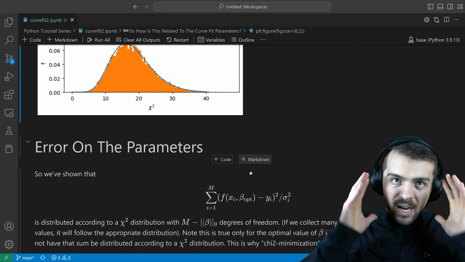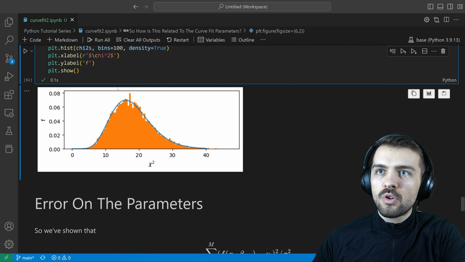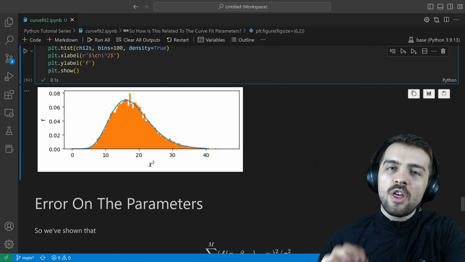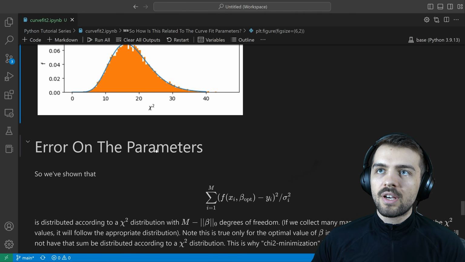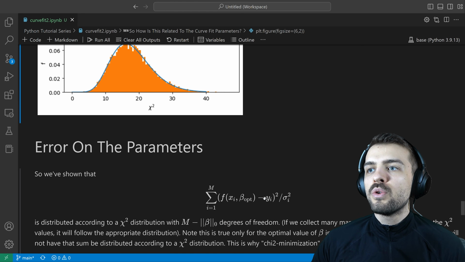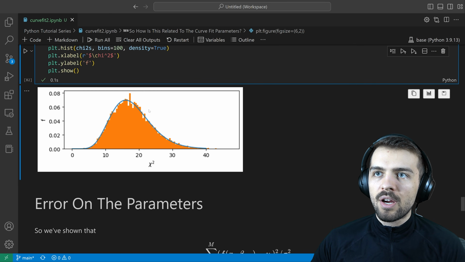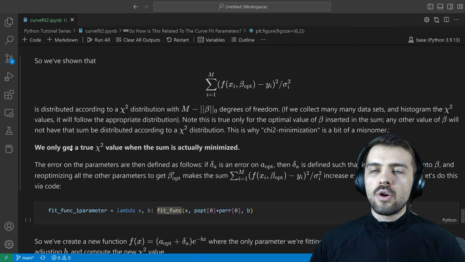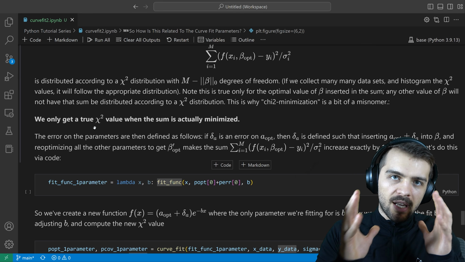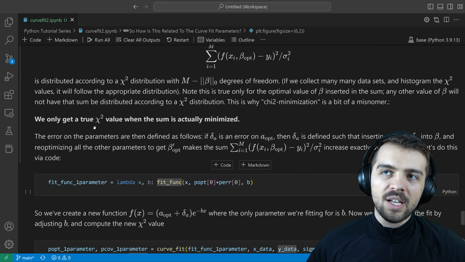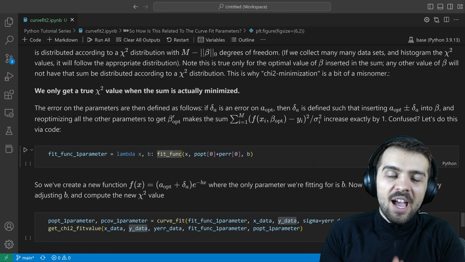No, your chi-squared value is already set. And when you minimize to get the optimal parameters, you're just finding your place on this curve for that particular experiment. And if you do another experiment, well, your chi-squared value is already going to be set. You optimize for beta, you minimize this term, and all you're doing is you're finding where you lie on this curve here. So the main point that I have bolded here is we only get a true chi-squared value. In other words, we only get a variable that's distributed according to the chi-squared distribution when the sum is actually minimized.